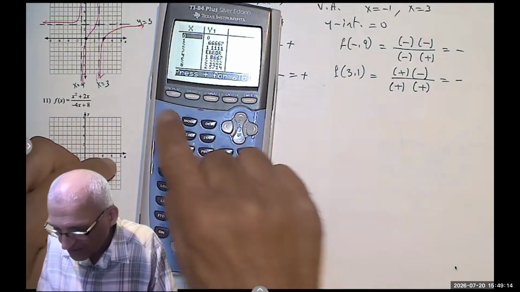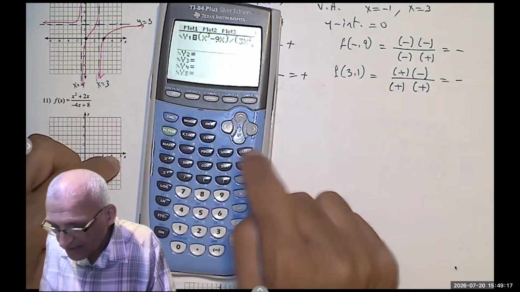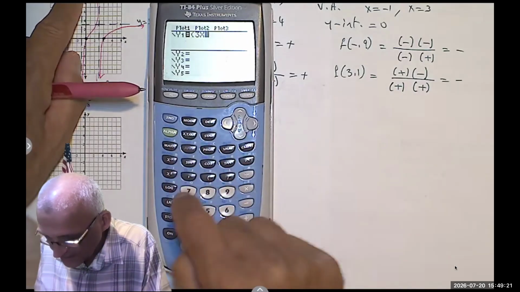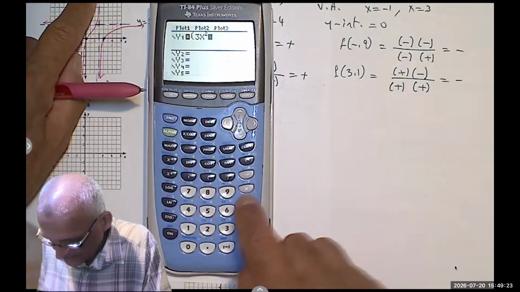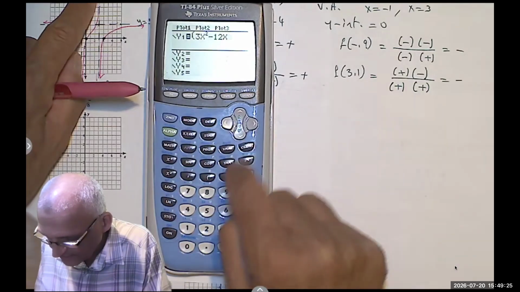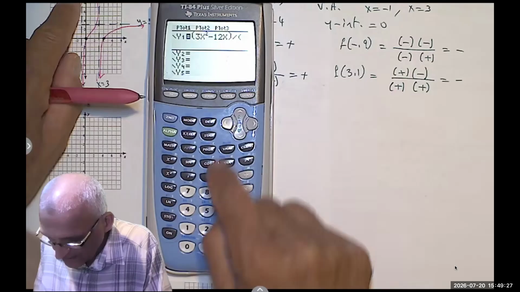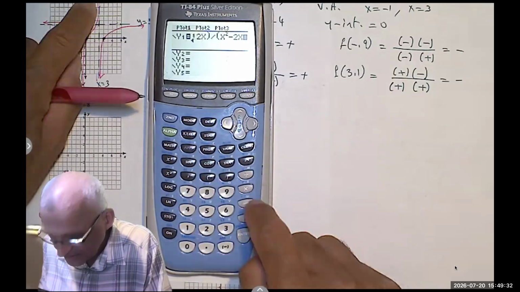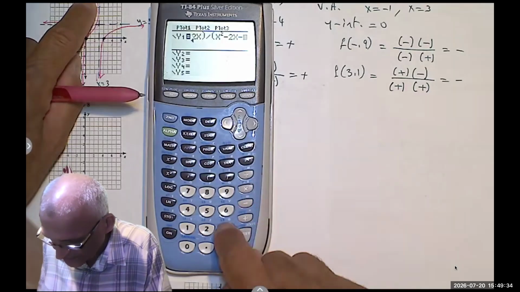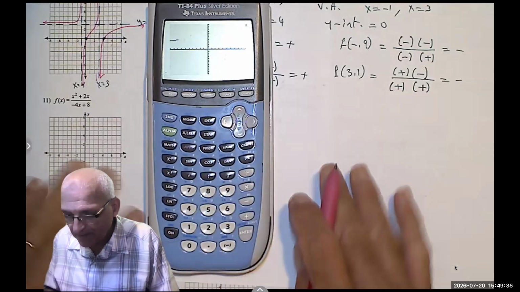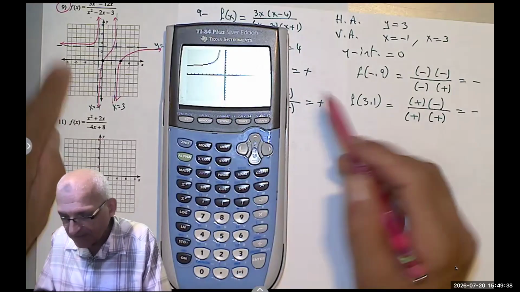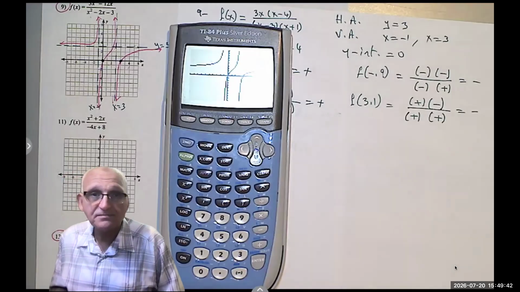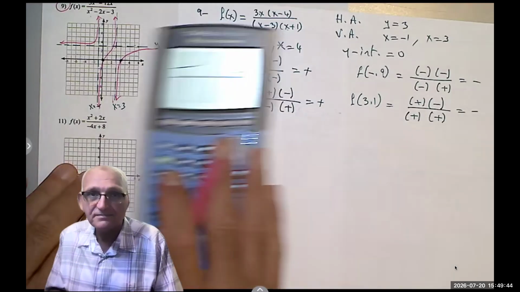Let's quickly go and clear that. Between parentheses 3x squared minus 12x divided by x squared minus 2x minus 3. This is the left branch. That's the middle branch. And that's the right branch. Nice? Okay.